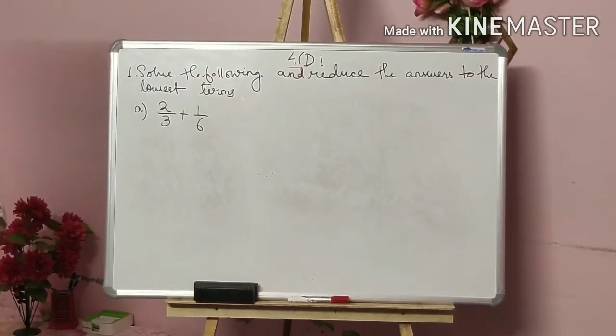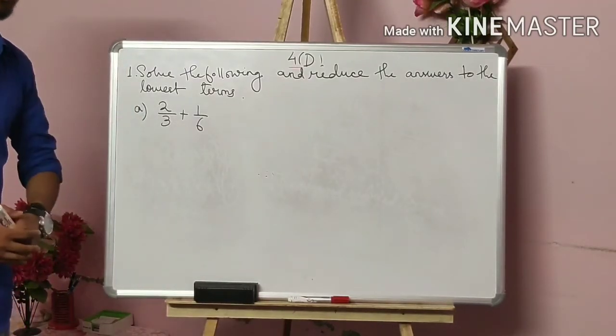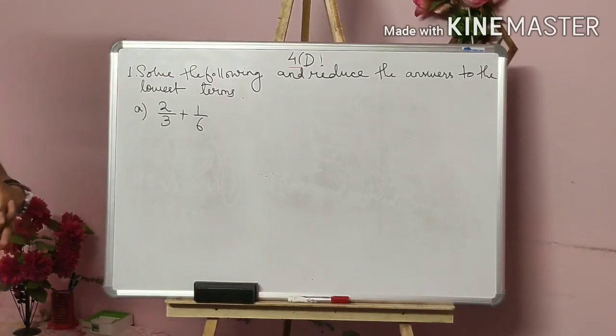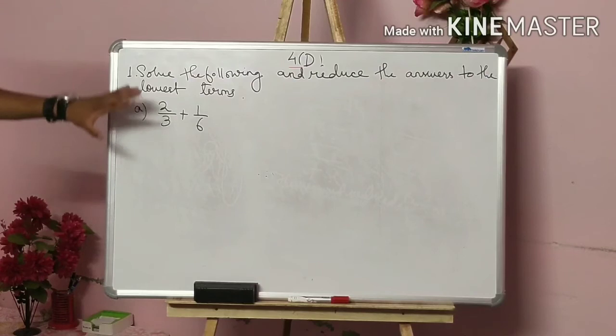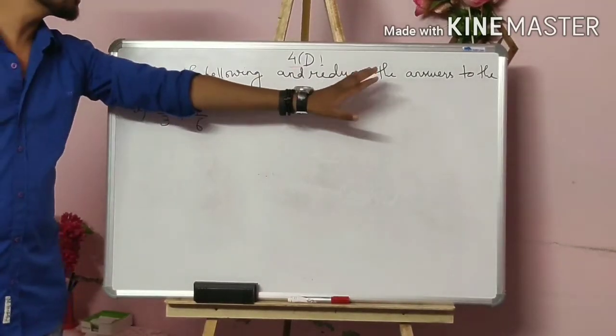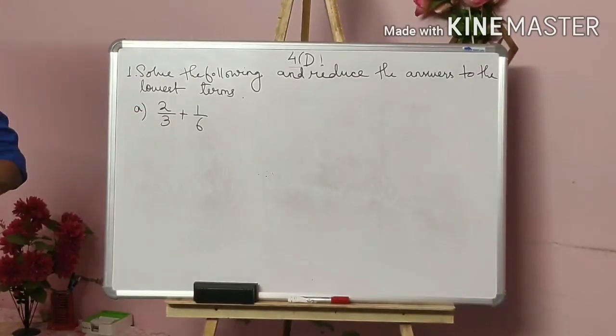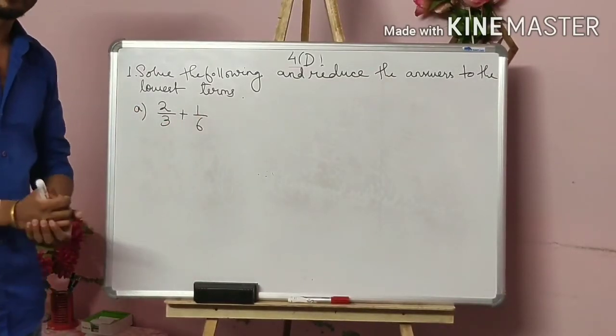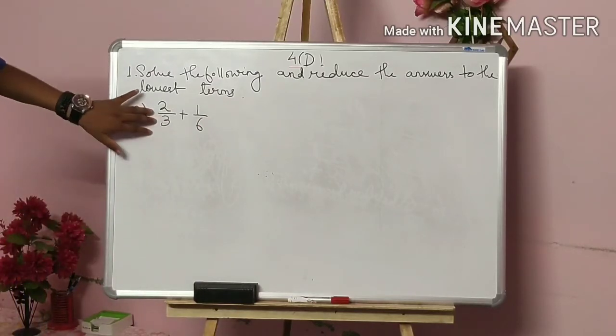Okay, so students, you see that as we have done exercise 4C, now we are going to do exercise 4D. In this exercise, what we have to do, see the first question here. Solve the following terms and reduce the answers to the lowest terms. That means 2 by 3 plus 1 by 6, we have to add these numbers. Okay, these are in the fraction form.